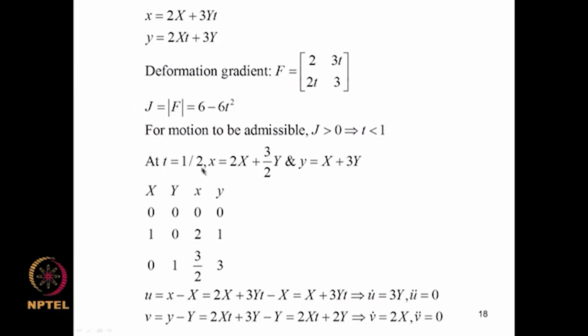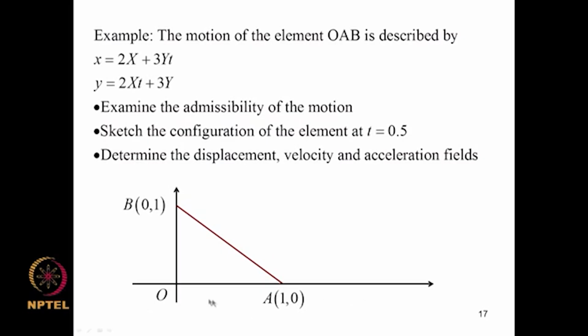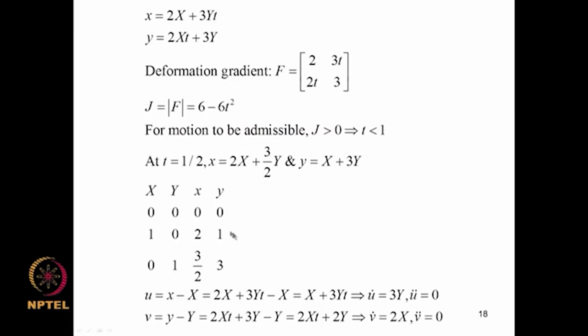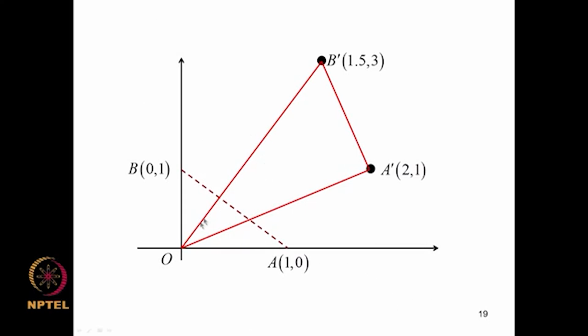At t equal to half, I will put t as half, I get this displacement field, and I can map the 3 points here, O, A, B, and I will plot them in the transformed coordinates and find out the displacement field, velocity field and acceleration field. And this triangle OA prime B prime is how the triangle looks upon deformation at t equal to half.